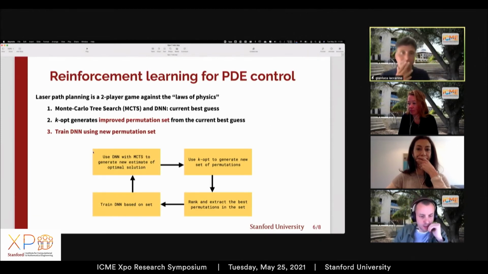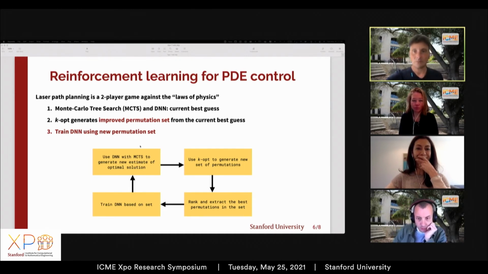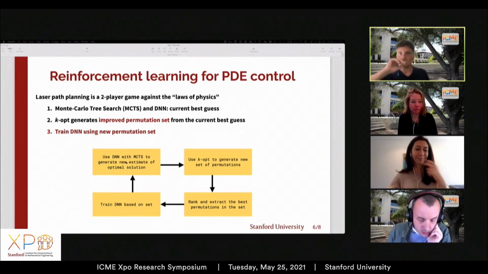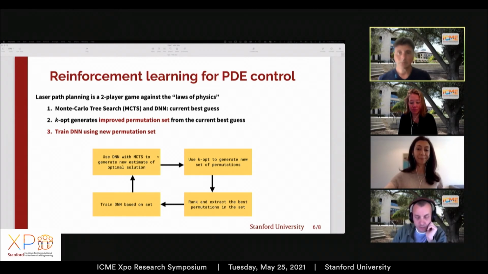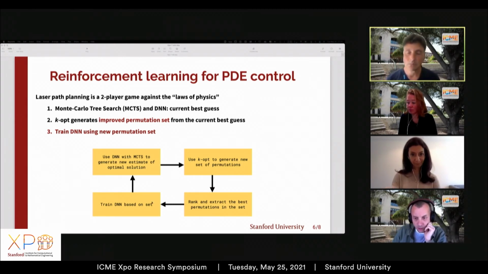So yes, basically that's correct. Just answering the second part of the question, we essentially have a deep neural network that gives us already an estimate of the optimal solution, and then this deep neural network is retrained based on this new set of permutations, or new training set, that's generated by k-opt. So we don't actually fully train the neural network. We do a couple of epochs, just to nudge the neural network towards this new set, and then we repeat this process.